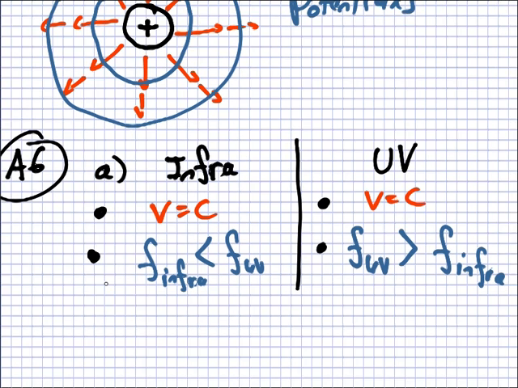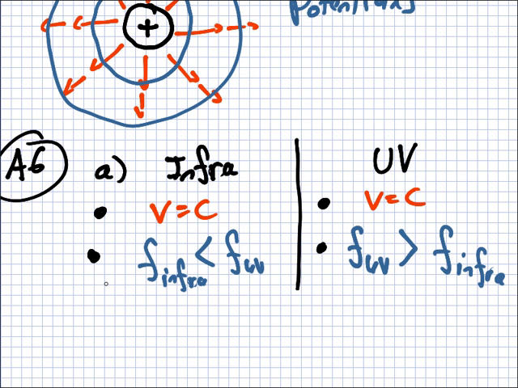How many marks for that one, Siva? 2. Yeah, so it's going to be 1 mark for the v equals c and 1 mark for the frequencies. B. Experiments show that electromagnetic waves can be polarized.